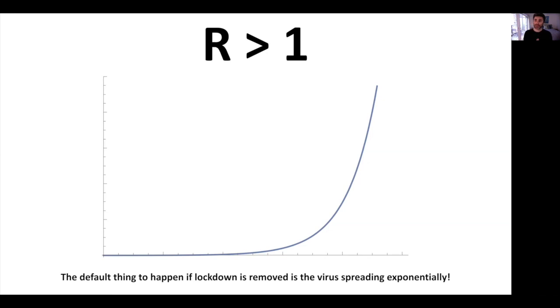Okay, so let's think about what happens when R is greater than 1. That means that each person who is infected infects on average more than one person, and that actually causes the virus to grow exponentially. So the number of people infected will just explode out of control. And this is what was happening originally when the virus was first seeded in the United States. We saw this exponential growth.